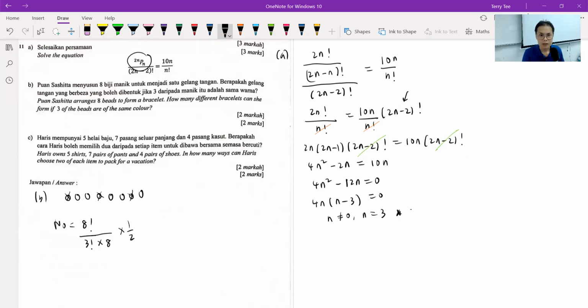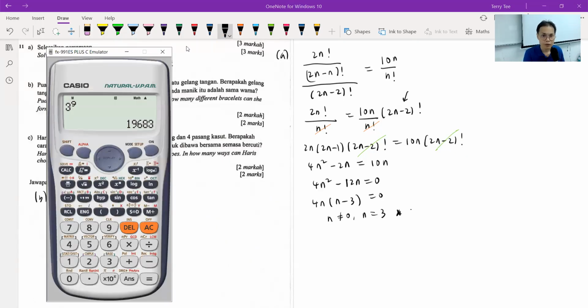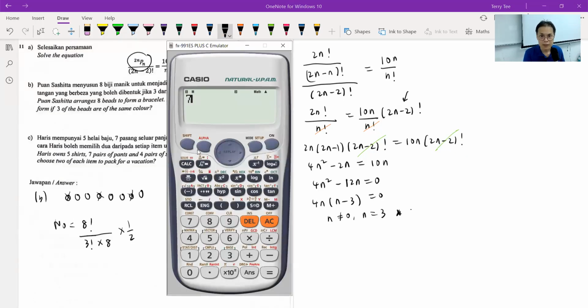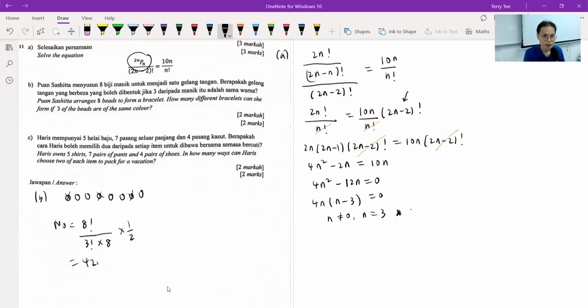My final answer, you can take the 8 factorial divide 8. You can write 7 factorial if you want, 7 factorial. You divide by 3 factorial, all right? And then you multiply by half, or you can write divide by 2. And my answer is 420. Okay. All right, so that is part B.